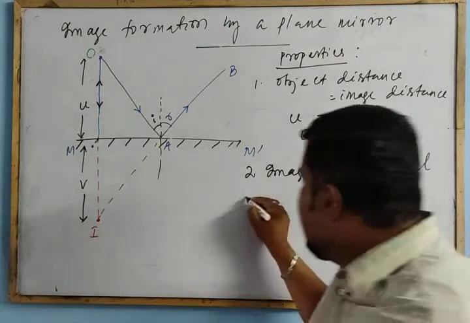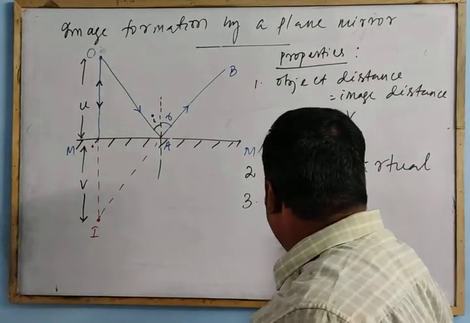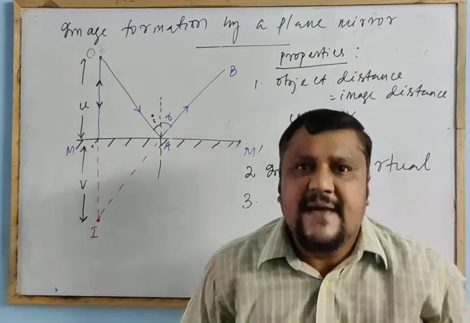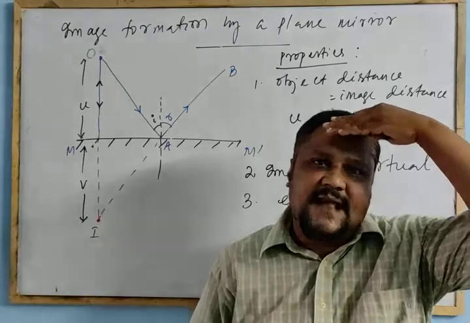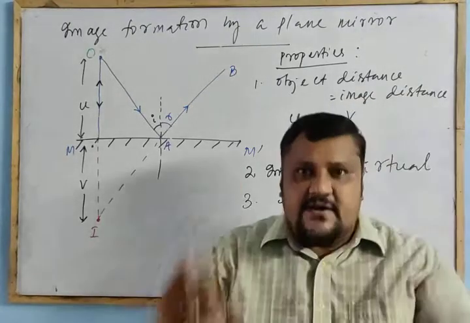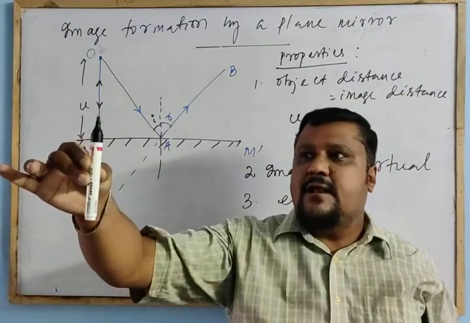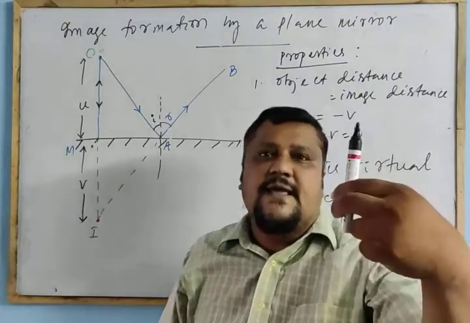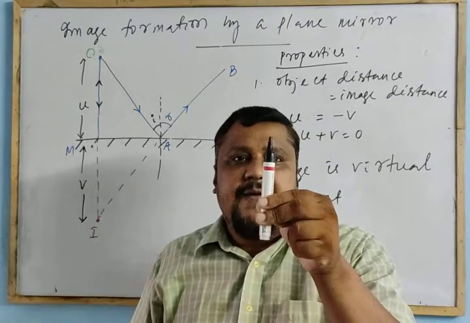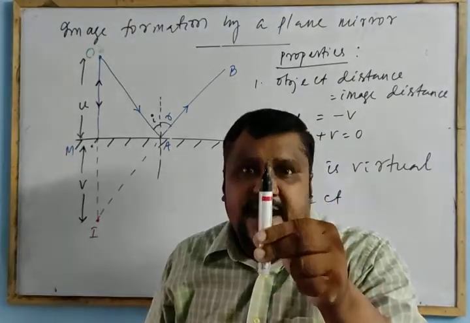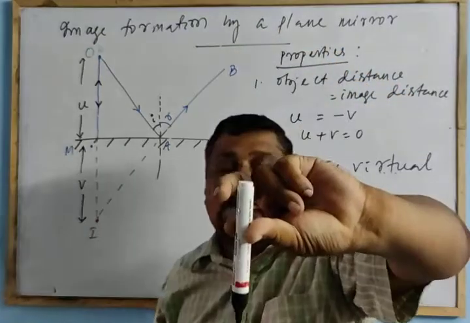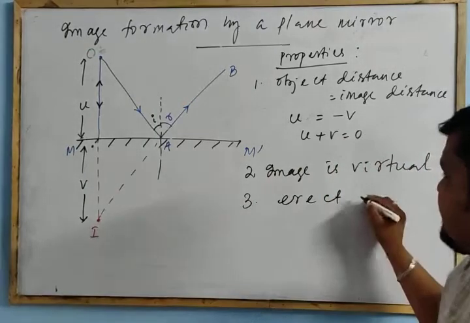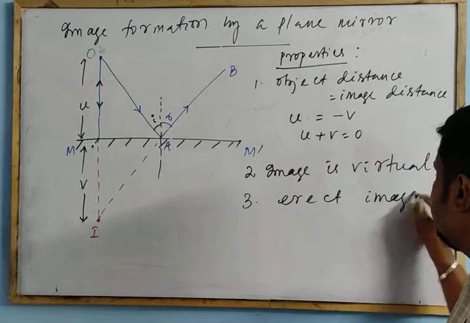And remember, the image is always erect. If I stand in front of the plane mirror, I will find my image erect. My head is on this side, legs on this side, so that is called erect. If I place the pen like this in front of the plane mirror, I will find the image the same. It is called erect. If the image appeared like this, you could say inverted, but we will always get an erect image. The image is an erect image, right?